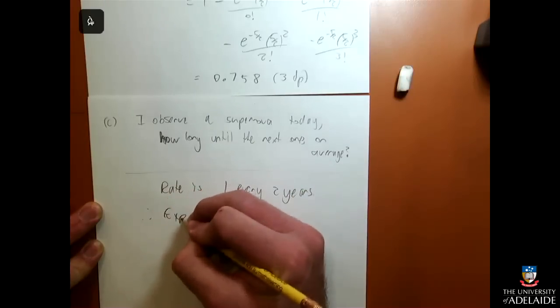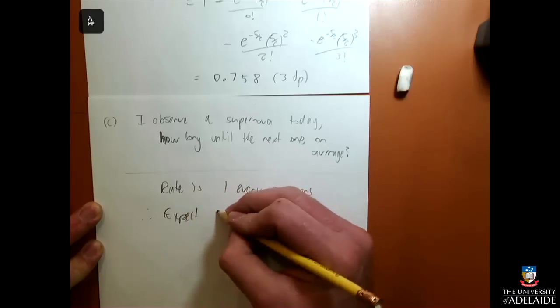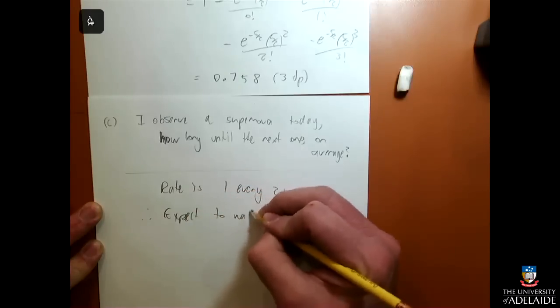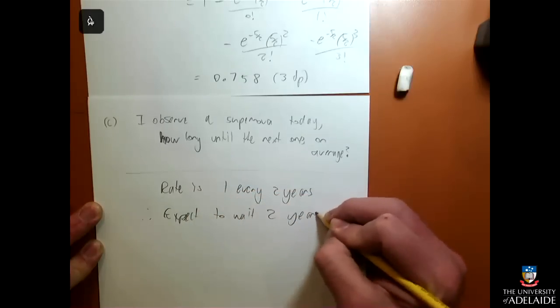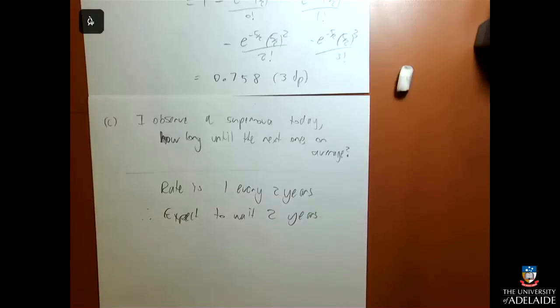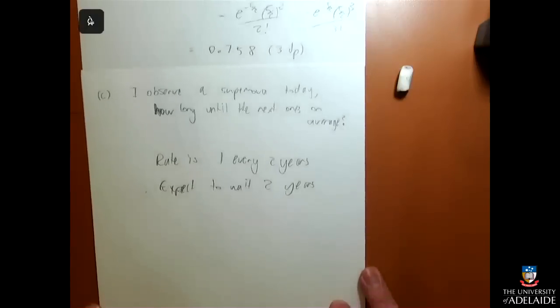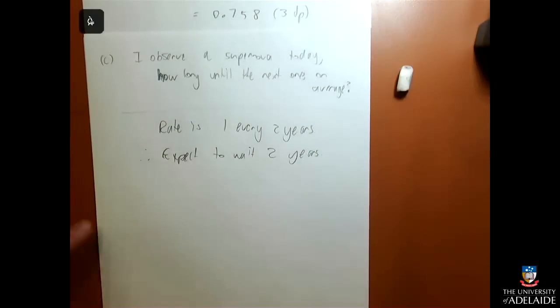Therefore, expect 2 years. If they happen once every 3 years, I'd expect to wait 3 years. If they happen two every 3 years, I'd expect to wait a year and a half. You do your rate and do one over that. Okay, cool.